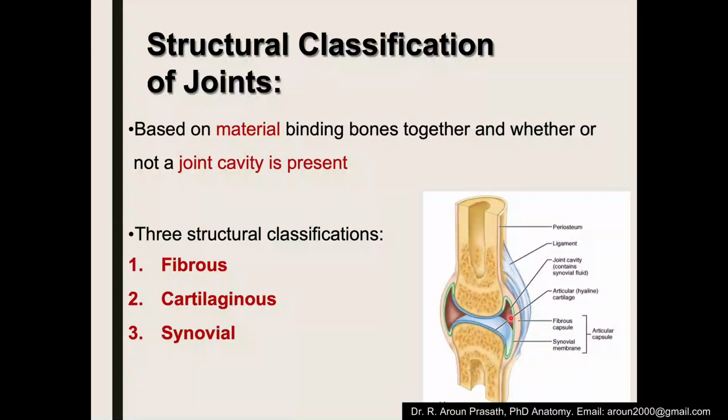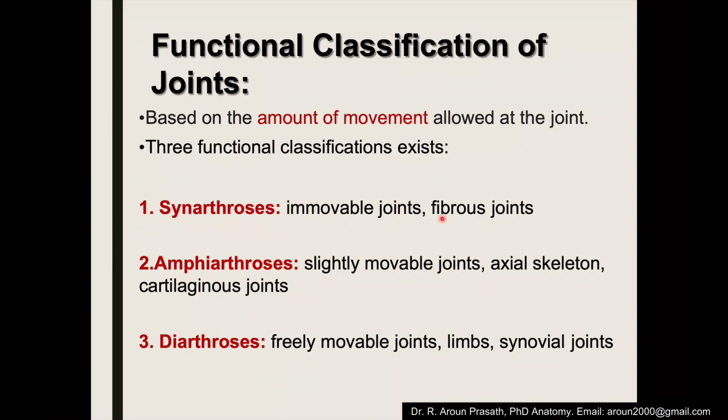Coming to the structural classification, there are three types of structural classifications. One is the fibrous joint, then the cartilaginous joint, and the synovial joint. These are the three types of structural classifications. Let's go to the functional classifications.